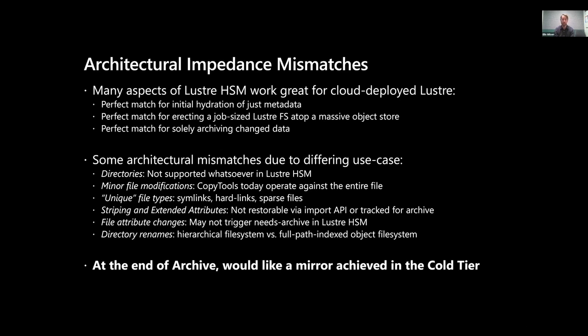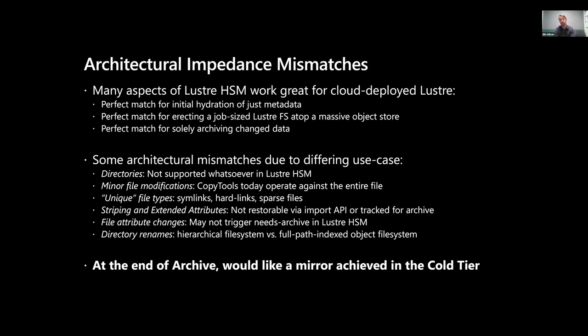The places where there is some architectural mismatch, at least in terms of these new use cases, are directories. These aren't supported at all in Lustre HSM today. Minor file modifications, at least in today's versions of the copy tools available online, result in a complete copy back of even a terabyte-size file that has a small modification. Unique file types are sometimes handled a little bit, but not broadly supported. Symlinks, hardlinks, sparse files: when they're archived and then restored again, you won't get the behavior you left your last Lustre file system with. Striping and extended attributes aren't restorable via the import API today, or tracked for archive. There are also some attribute changes that don't trigger a needs-archive in Lustre HSM.